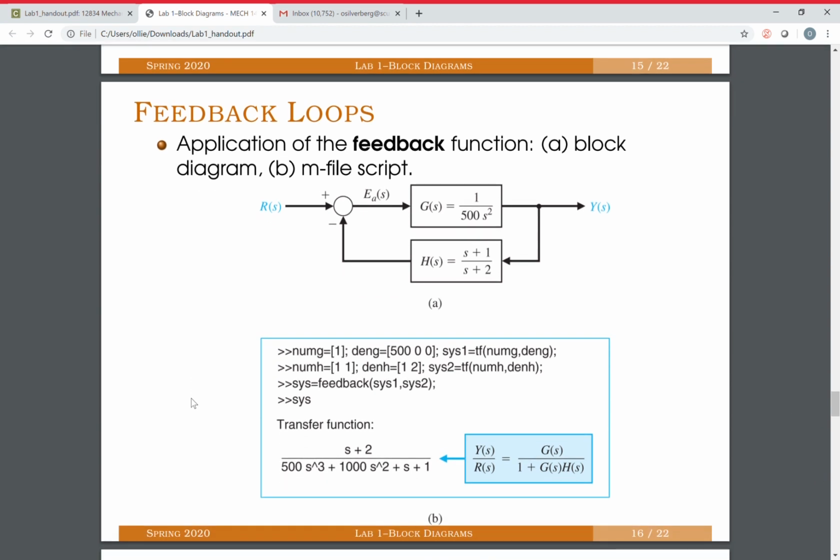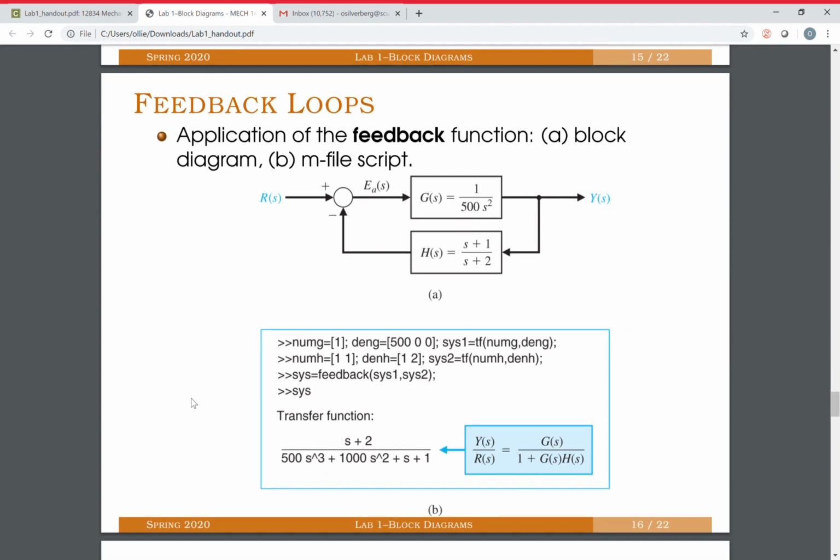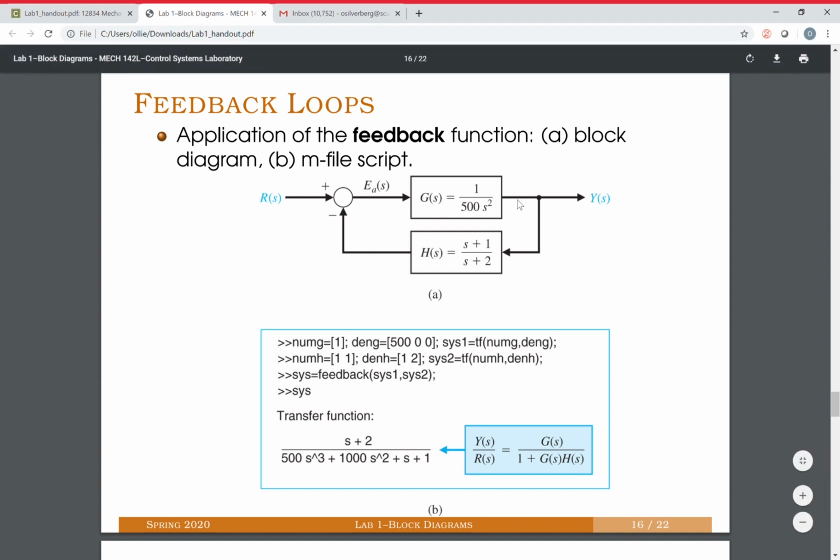So let's do another example here. We'll make our transfer functions for G of S and H of S, and we'll do the feedback with H of S being the feedback and G of S being the system with the feedback being done to it. So we do this again: feedback, system 1, and system 2 is our H of S in the feedback path. We're not specifying the sign, so MATLAB says it's negative, and this is our result.